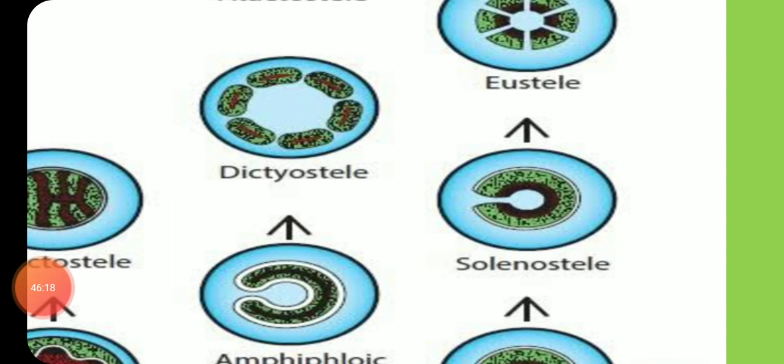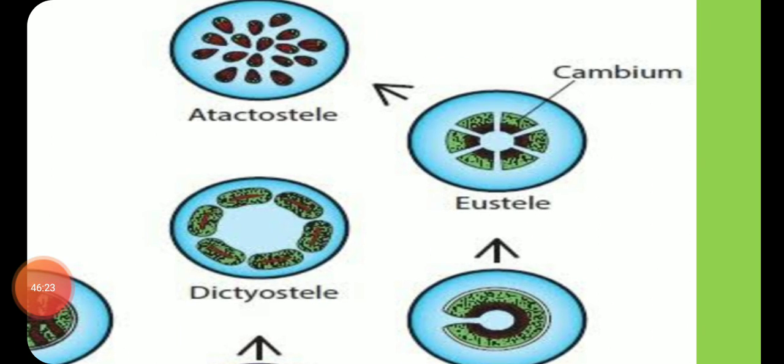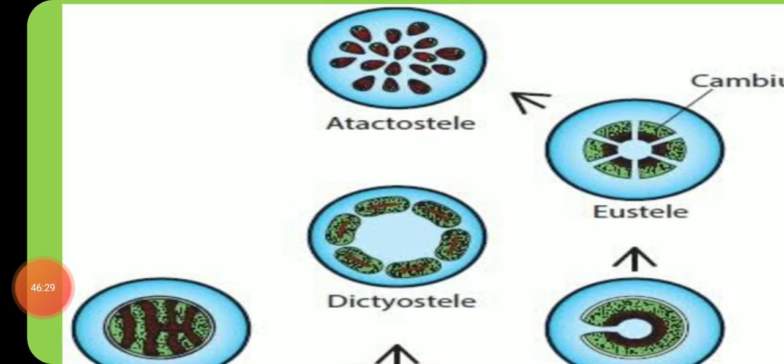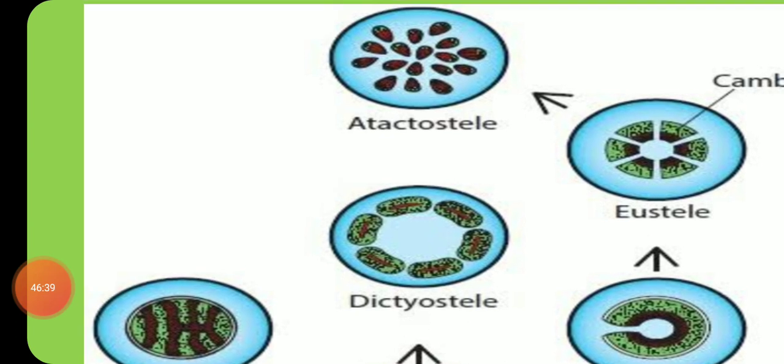And then dictyostele: the stele is separated into several vascular strands. This is the dictyostele. Each strand is called a meristele. Example, Adiantum capillus. The stele is separated into several vascular strands, and each separation is called a meristele. Very, very important, one more question: dictyostele has many meristeles present.